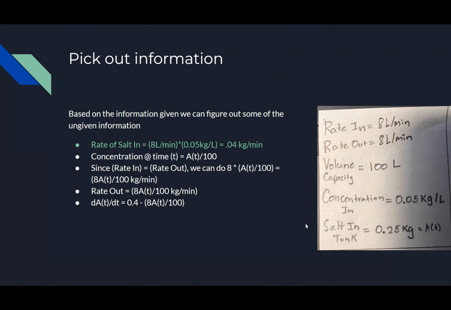So we can find something else. We can find the rate of the salt that's going in by plugging in the rate in, which is 8 liters per minute, times the concentration that's also going in, 0.05 kilograms per liter. And that gets us a rate of salt going in of 0.4 kilograms per minute. And we will need that for the remainder of the problem.